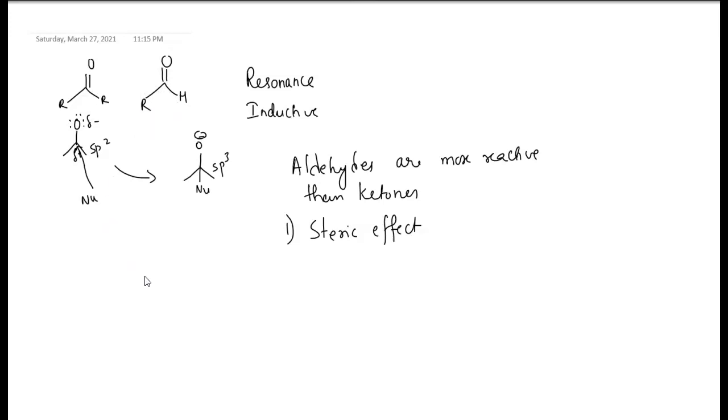The second reason is described as the electronic effect. If you recall, alkyl groups are electron donating, right? So more alkyl groups means they will stabilize this positive charge more than the one which has fewer alkyl groups. When you have a ketone, you have two R groups which are donating electrons, and they stabilize this positive charge on the carbon atom, whereas in the case of aldehydes there is only one R group, so they are not as effective at stabilizing the positive charge on the carbon atom.